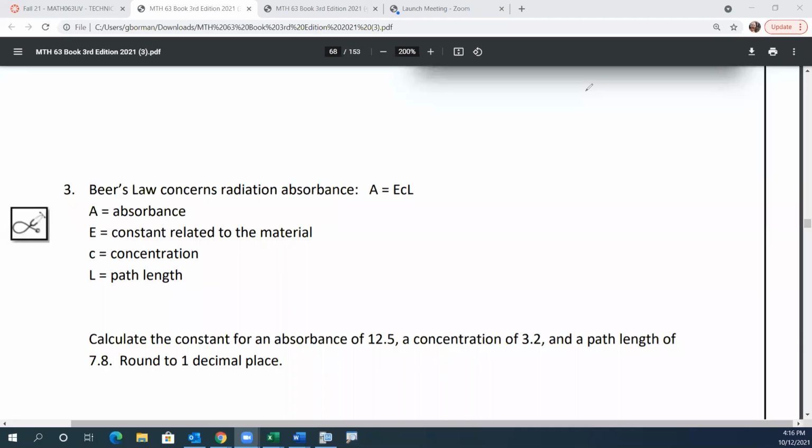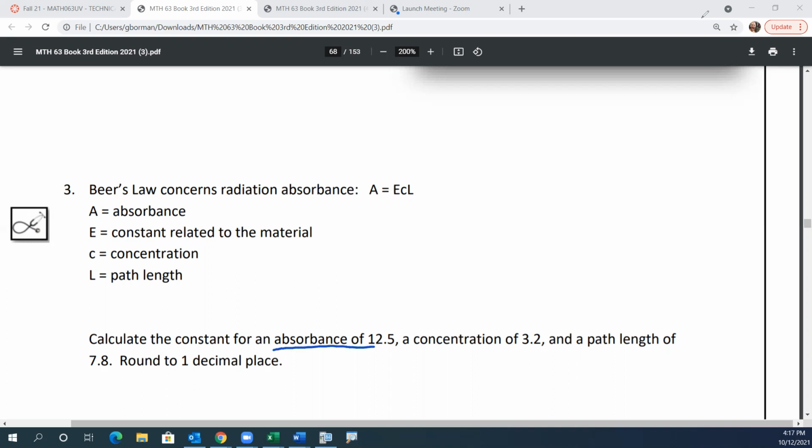Okay, so now let's solve some equations where they give us numbers to plug in and see how it goes, where we have to solve for the variable, where the variable is not already isolated. On this one, calculate the constant, and that would be E. E is the constant. So we want to solve for E, and E is not already isolated.